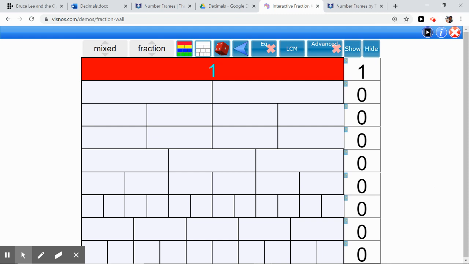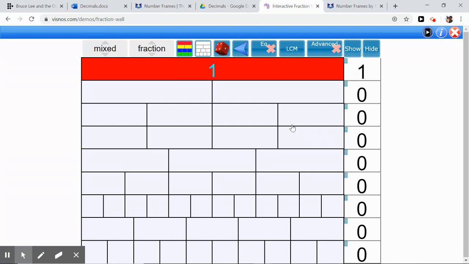Hello. In the last couple of weeks, we've looked at fractions and decimals. And in this lesson, I'm going to show you the relationship between fractions and decimals. And we're going to be looking specifically at halves, quarters, and 3/4.